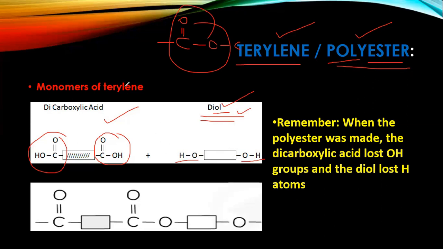Now, in order to make the terylene, this polyester, in a similar way as we learned, these two OH groups will be removed. You can see here, the OH groups are removed from both carboxylic acid parts, from both ends. Similarly, this hydrogen and this hydrogen will be removed from the diol. And you can see now oxygen has a vacant bond, as does the carbon on both sides. So the carbon and oxygen will make a bond together.